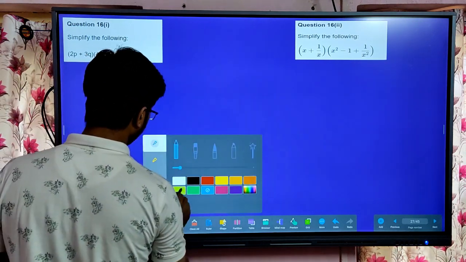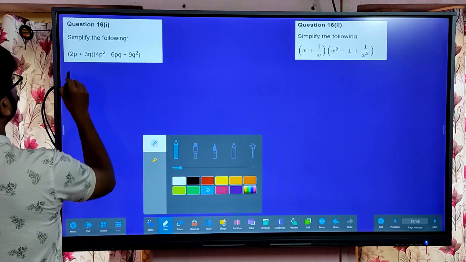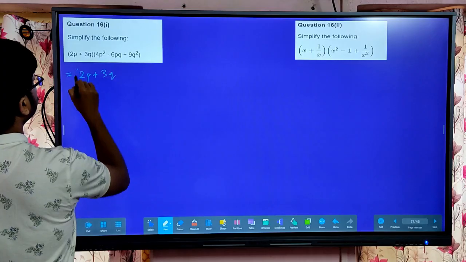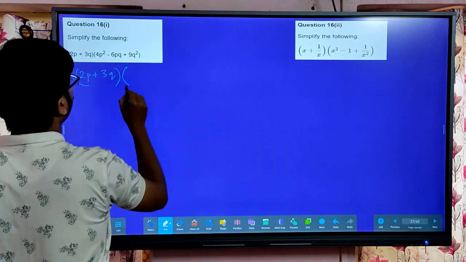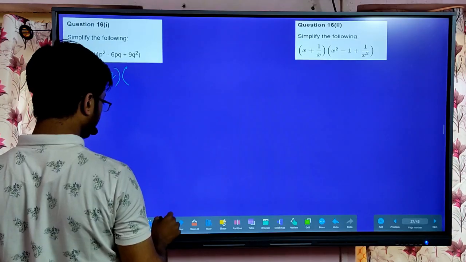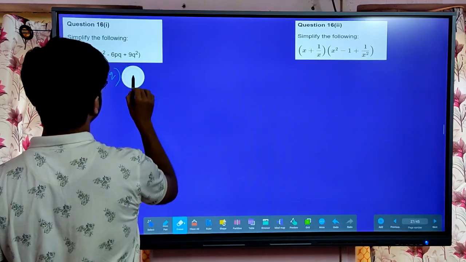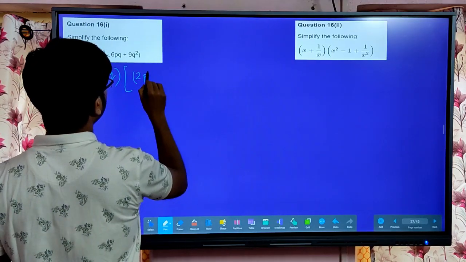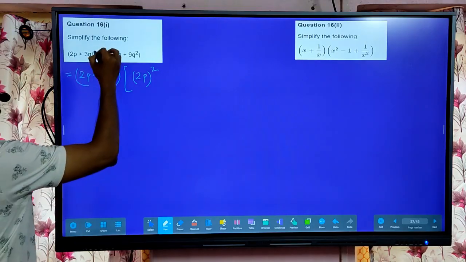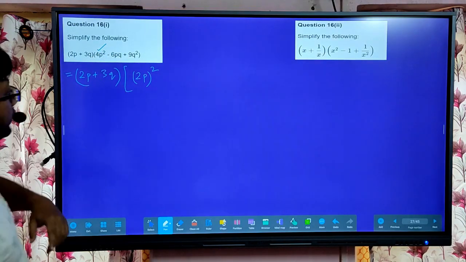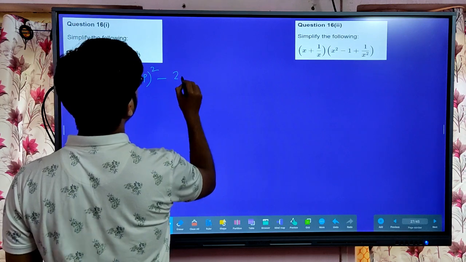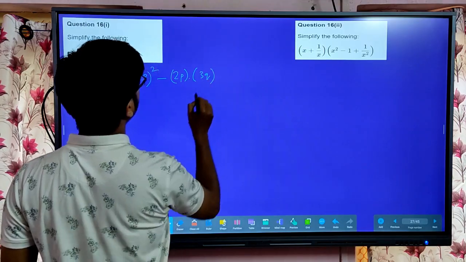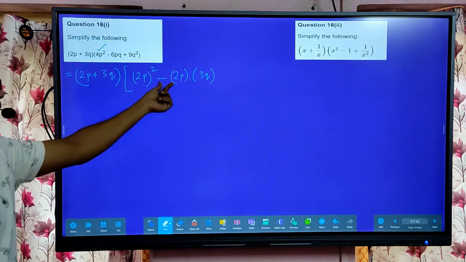So let me write properly. This will be equal to 2p plus 3q multiplied by, I can write it in a third bracket, and write 4p square. I can write 2p square. Okay, I'm writing 4p square as 2p square. Then 6pq I'm writing as 2p into 3q. So this becomes a square minus ab.